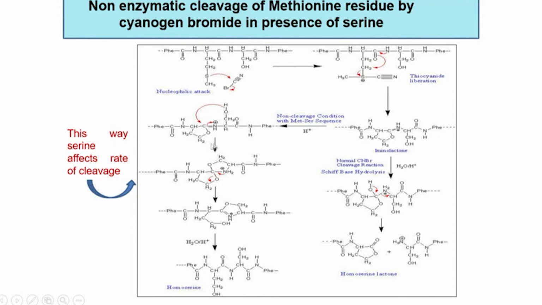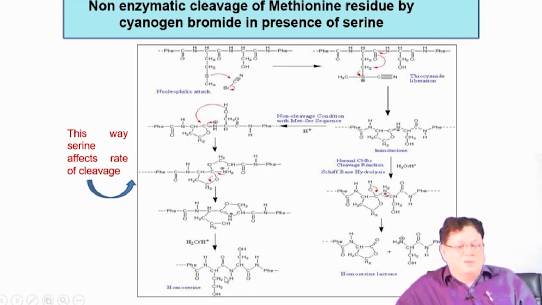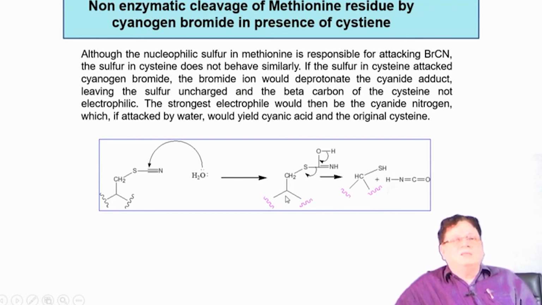This mechanism you can try by yourself, but it is very similar to the earlier one, but I leave it to you as a problem, what is the mechanism. I am not going to share the slide right now. The slide shows how it really ultimately goes to the homoserine. So, again I repeat, if there is a serine after methionine, then the methionine becomes homoserine, and that is the end product, and there is no breakage of any peptide bond. Okay. So, if there is no breakage, it will be really difficult to tell whether a methionine was present or not.